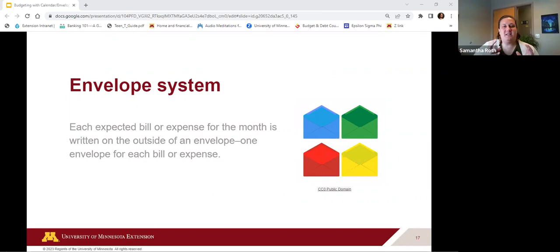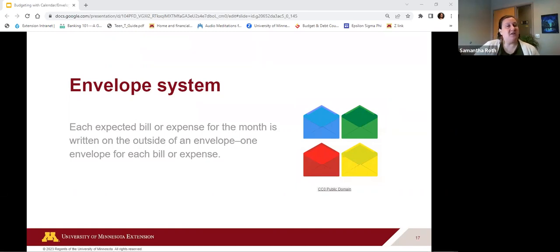Each expected bill or expense that you have for the month is just written on the outside of an envelope, and there's one envelope for each bill or expense. So, I did a quick idea of this: I spend $300 in groceries every month. At the beginning of the month, or when I decide, it could be the 15th of the month if you're paid once a month, at one point every month I go ahead and put in $300. And then as I go to the grocery store, I only use that cash that's in my envelope. And when I run out of that cash in that month, I'm done. I have to be creative with what's in my fridge and freezer and go from there.